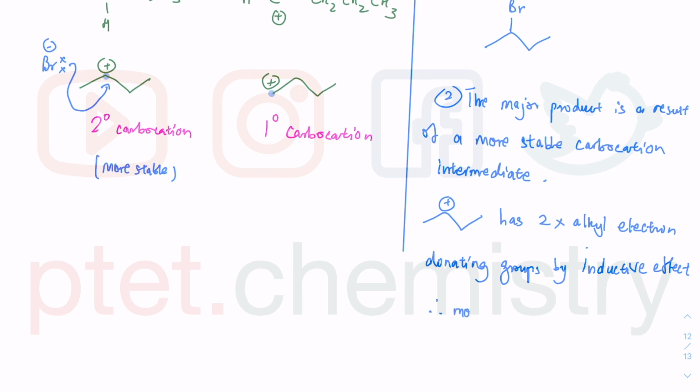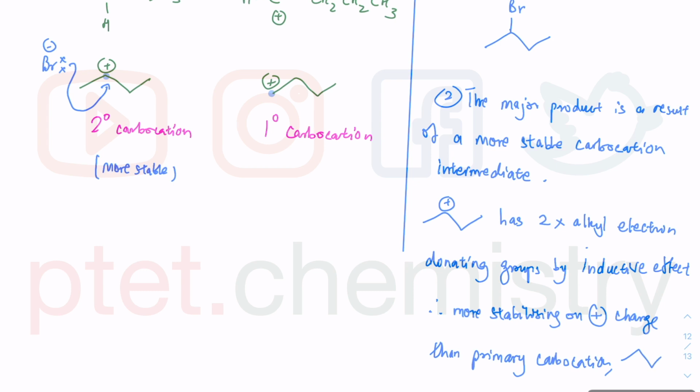Therefore, more stabilizing on the positive charge than the primary carbocation, which is, well, this thing there. So this thing or this thing are exactly the same. I've just drawn it the other way around. 1, 2, 3, 4, 1, 2, 3, 4, positive charge at the end there.